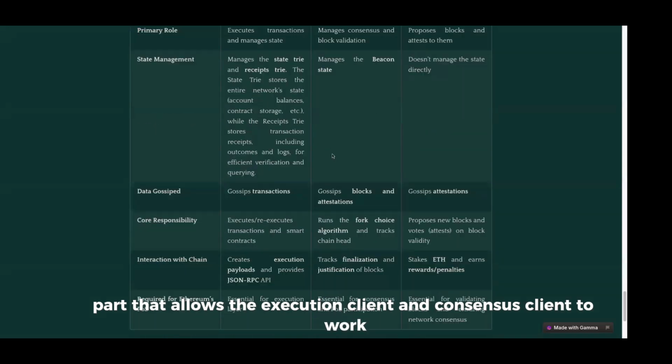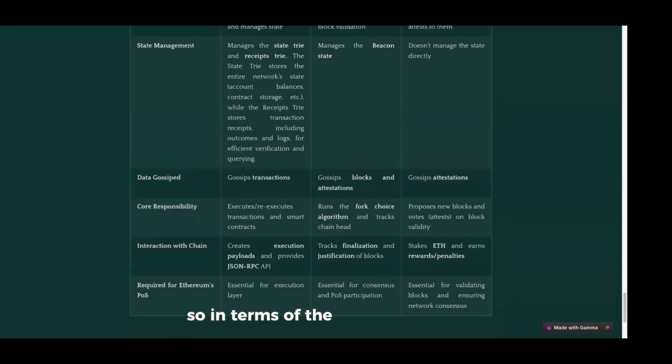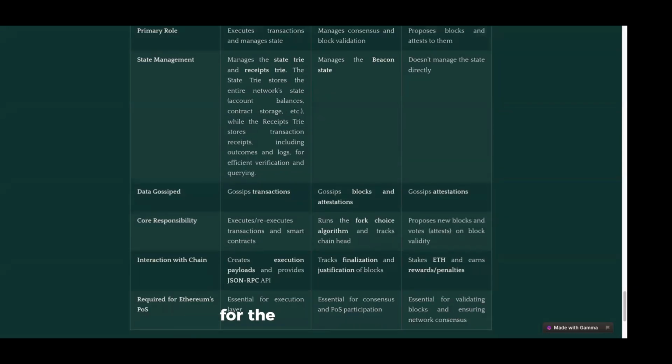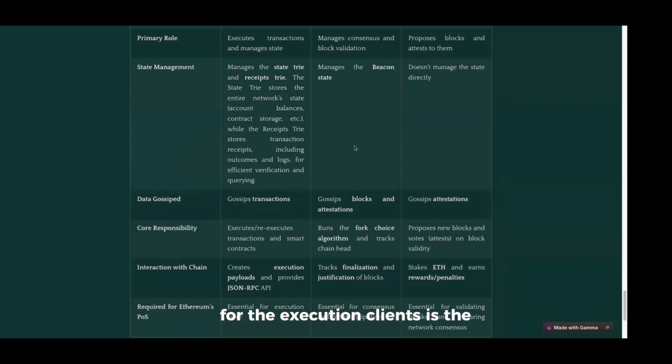In terms of the data being gossiped, for the execution client it is the transactions that are being gossiped across the network, while for the consensus client it's blocks and attestations, while for the validator client it is just the attestations.